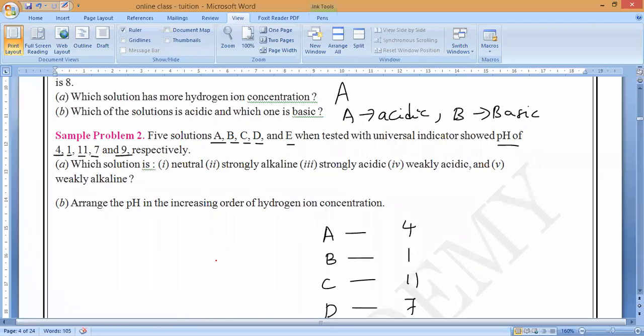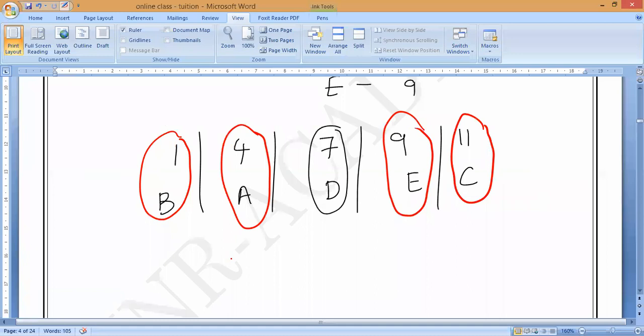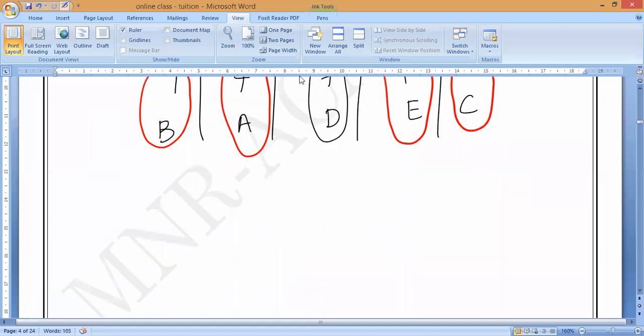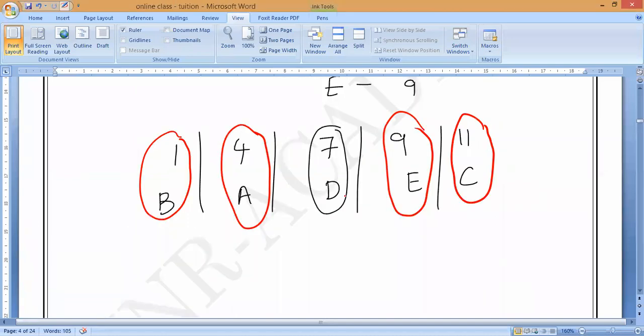Second question. Arrange the pH in the increasing order of hydrogen ion concentration. Increasing order of hydrogen ion. So what pH values will come? 1, 4, 7, 9, 11.